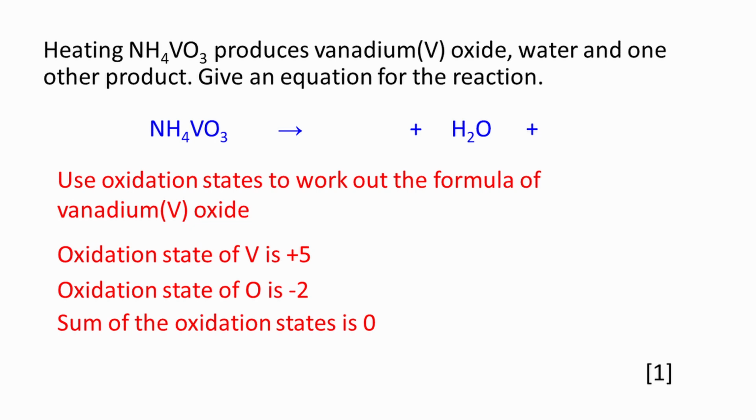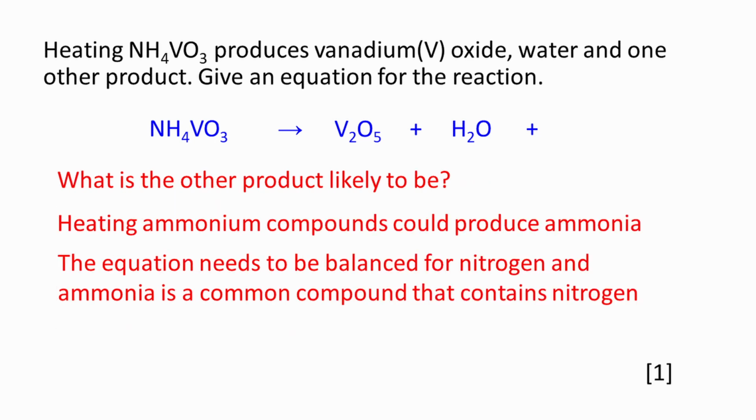The oxidation state of vanadium in this case is +5. The oxidation state of oxygen is -2, and the sum of the oxidation states is 0. Vanadium 5 oxide must have the formula V2O5, and this is now shown as a product on the right. We have to think about what the other product must be.